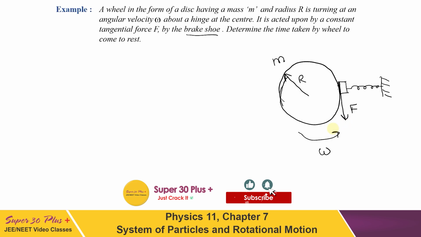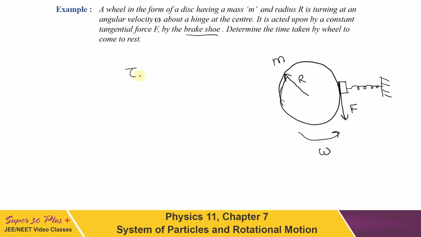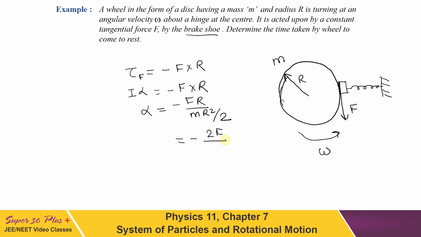Now if we consider the anti-clockwise direction as positive, then the torque for F can be written as, because it will produce a torque in the clockwise direction, minus F into R, or I alpha, that will be the retarding torque, equal to minus F into R. From here we got the value of alpha, equal to minus FR upon I. What is the value of I? This is a disk. So about the center it has moment of inertia equal to mr square by 2. This will give alpha equal to minus 2F upon mr.